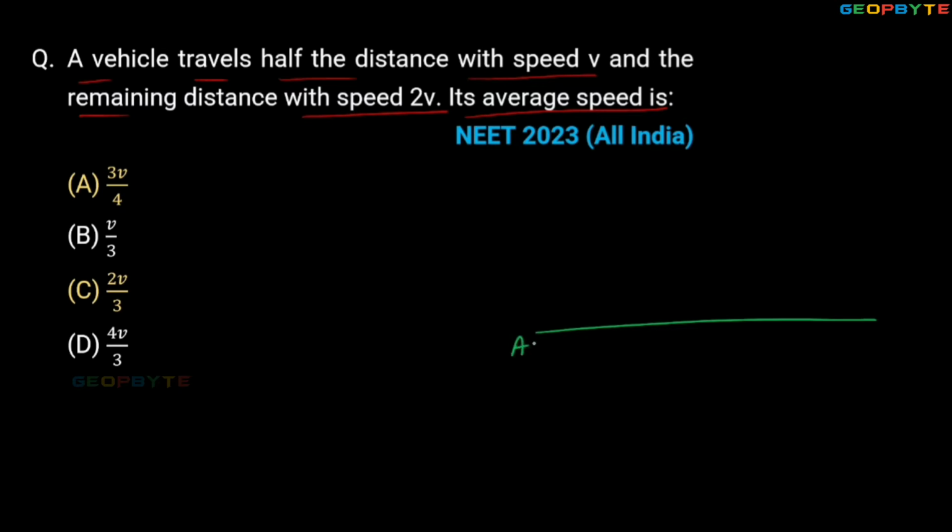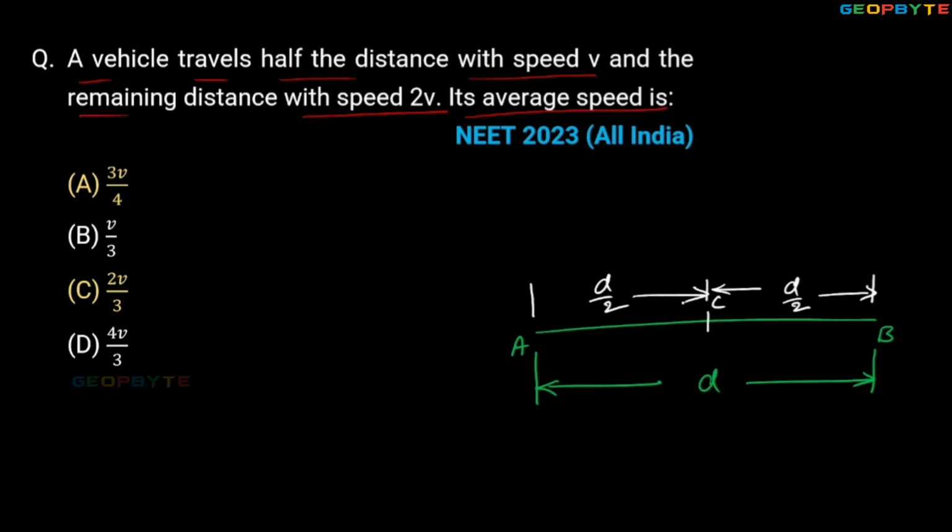Let A to B be the total distance. That total distance is d. Now you try to mark a point at the middle, that is C, such that AC equals d by 2 and BC also equals d by 2. This distance is d by 2 and this distance is also d by 2. But it is given that the first half distance is covered by the speed v and the next half distance is covered by the 2v velocity. Okay.